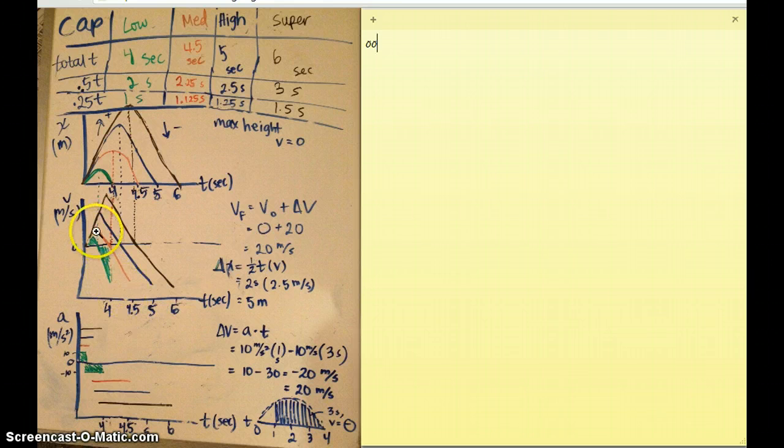Well, actually, that's not true. Its speed increased even more compared to its initial speed over here when it was going in a positive direction.